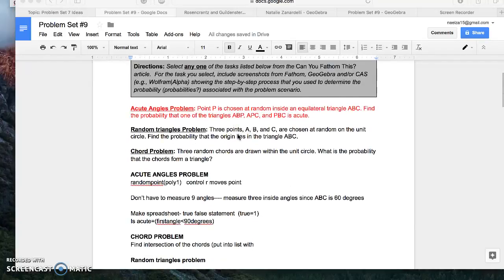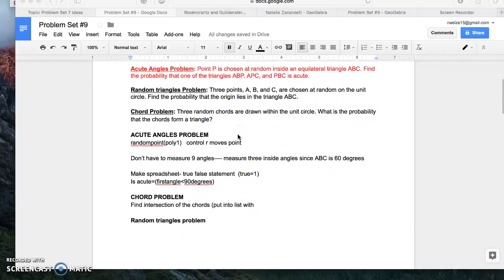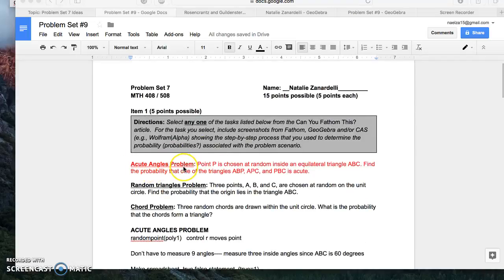Hi guys! So for this problem set, I decided to pick the acute angles problem, where point P is chosen at random inside an equilateral triangle ABC. Find the probability that one of the triangles ABP, APC, and PBC is acute.